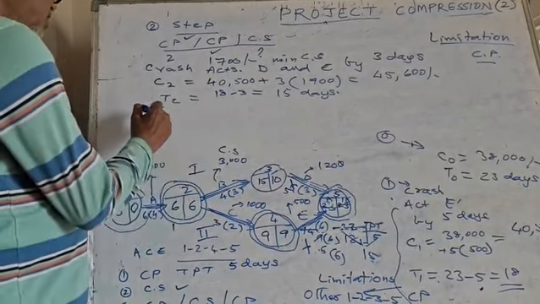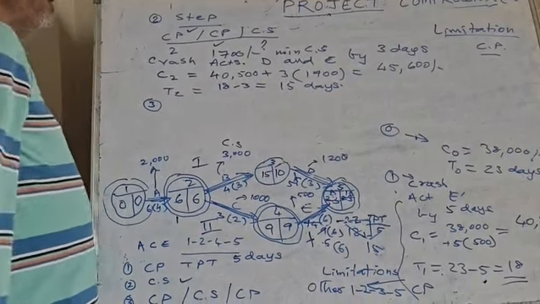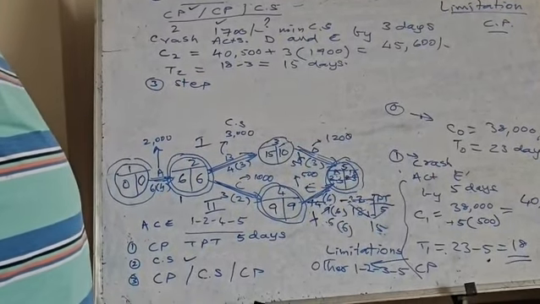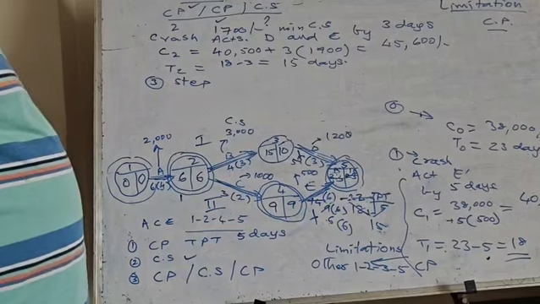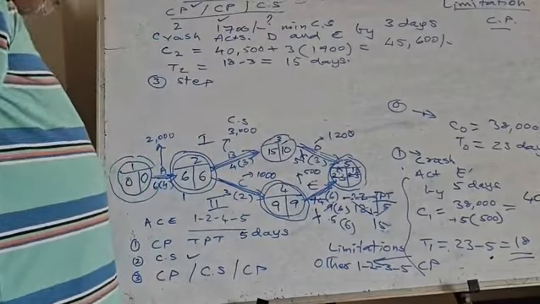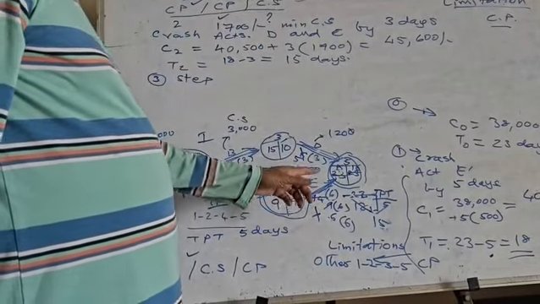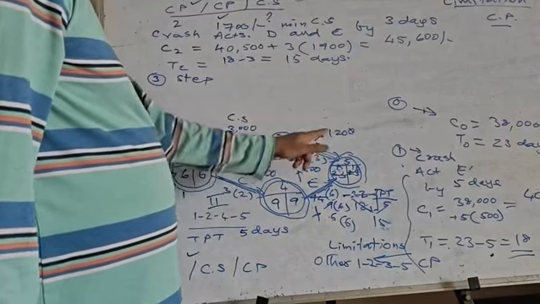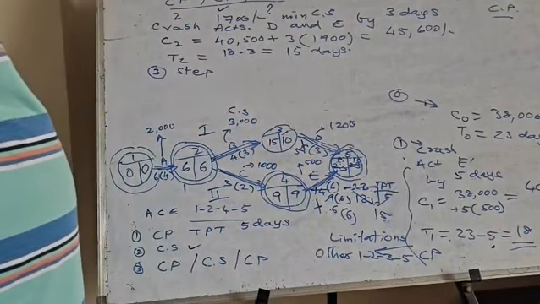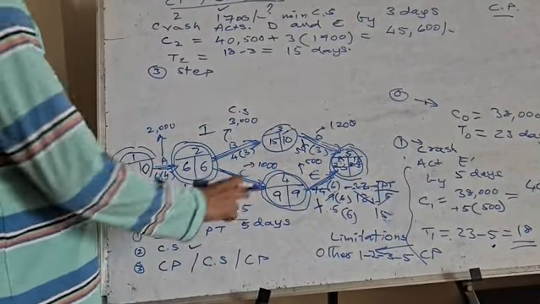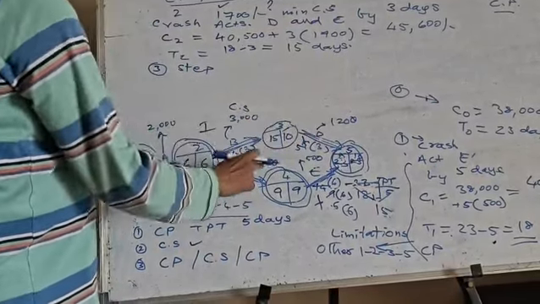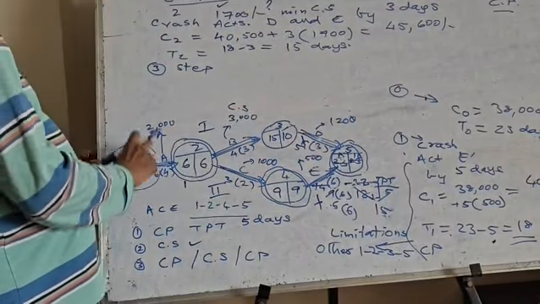Then now go to the third step. I hope the second step is clear. If it is not clear, you can ask me. Now going to the third step, again it has to be critical path, crash potential, cost to slope. This one is over now, so remove this. This one 2200, this one plus this one 4000, and this one will be just 2000.